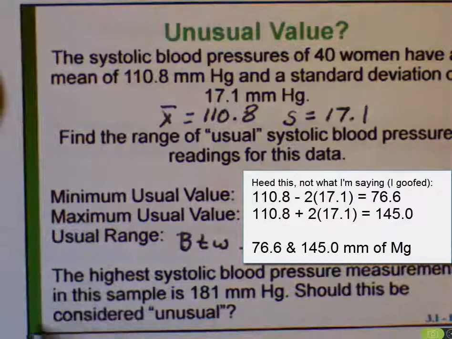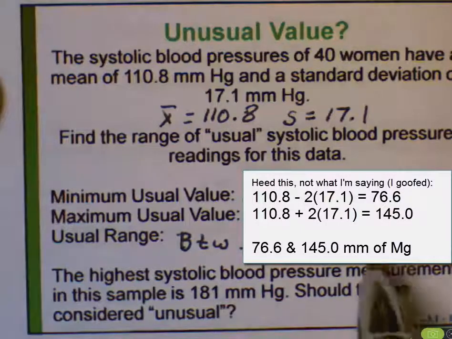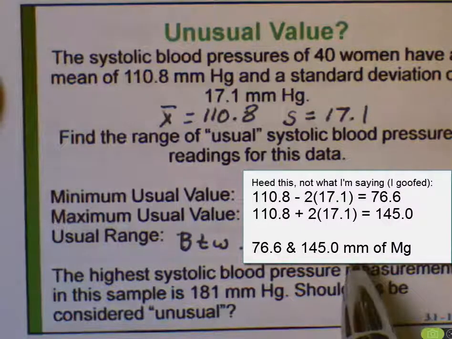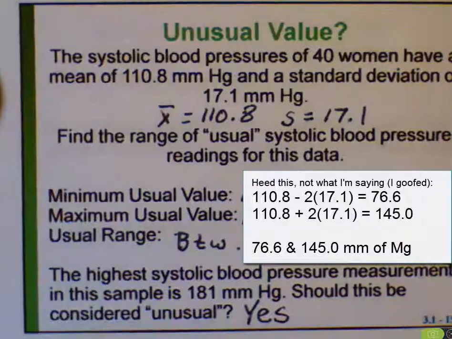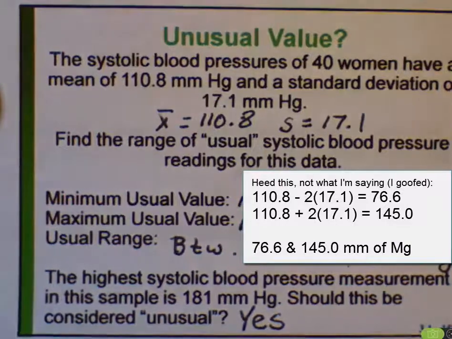So, would a woman who had a systolic blood pressure of 181 millimeters of mercury be considered unusual? She's a good bit higher than that 144.2. So, yes, that systolic blood pressure should be considered unusual. She may even need to dial 911 as we speak.